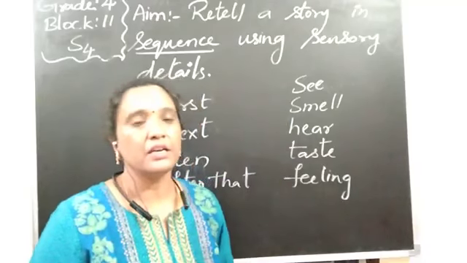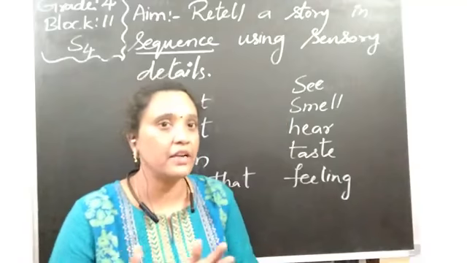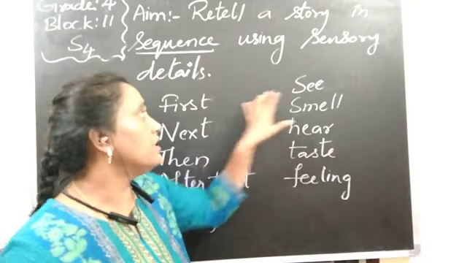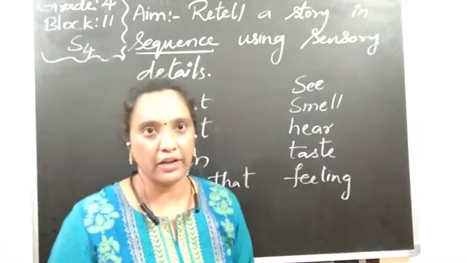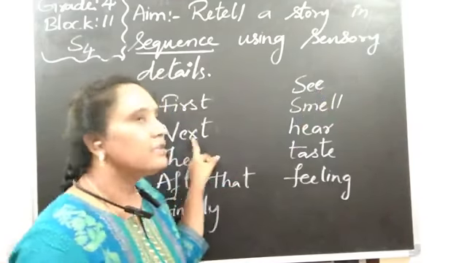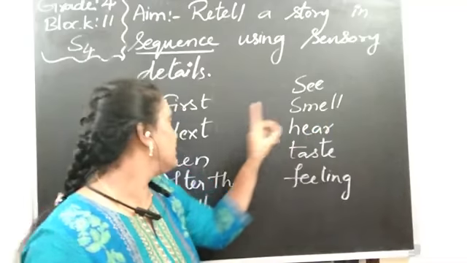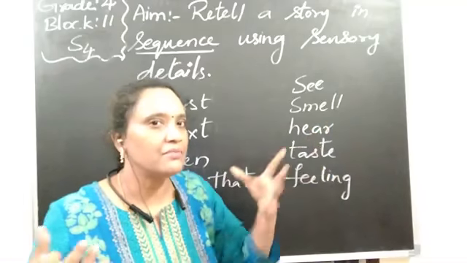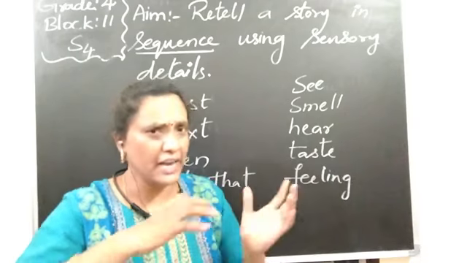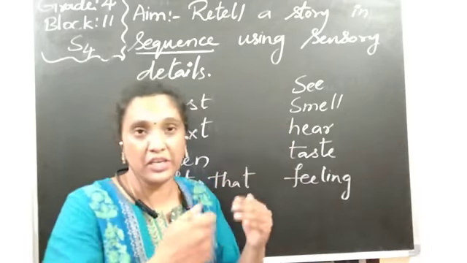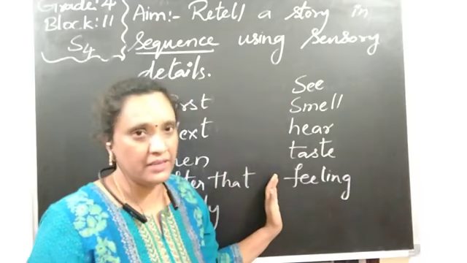How? First, he saw. So if I use the word like saw, in that I am using the first order word and also a sense word. First, he saw MacGregor's garden. Next, he smelt the vegetables. Then, he heard some sound. After that, he tasted the vegetables. Like this, according to the order you can use them. You can change the order of these things.